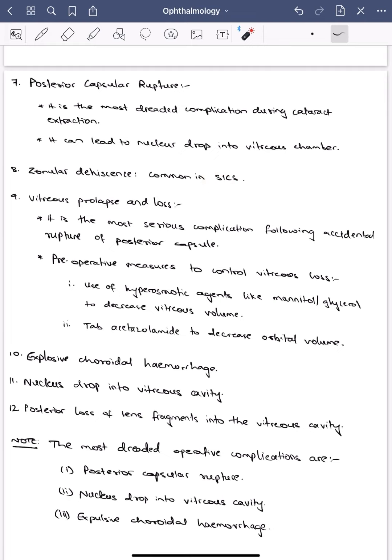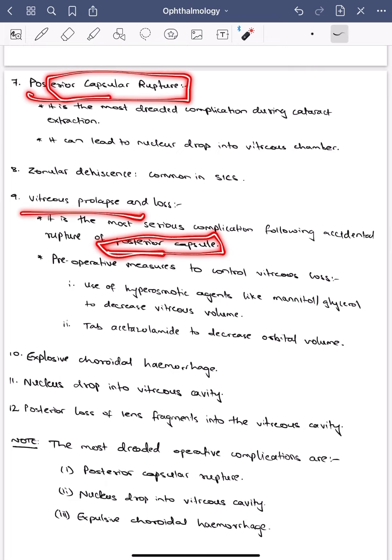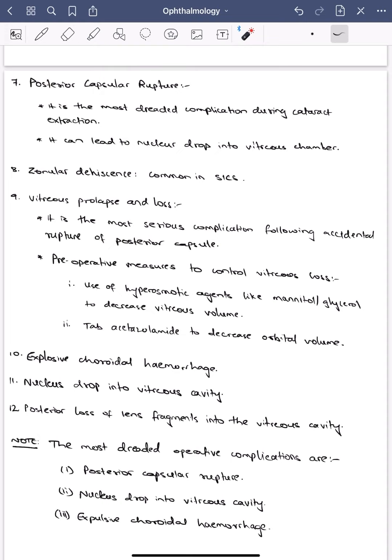Ninth is vitreous prolapse and loss. Now it is another serious complication following accidental rupture of the posterior capsule. So if posterior capsule rupture takes place, then vitreous prolapse can occur. Now some of the pre-operative measures to control vitreous loss is use of hypoosmotic agents like mannitol and glycerol to decrease vitreous volume, and tab acetazolamide can be used to decrease orbital volume.